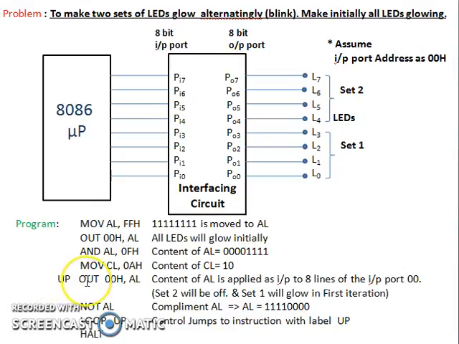Now LOOP UP, so you go up and OUT the contents of AL to port 00H. As the contents of AL are as shown here, set 1 will be off and set 2 will be glowing now, and this will continue, and set 1 and set 2 will be alternatingly blinking. To make this loop finite, we take a number, in this case 10, and load it into the CL register. For each completed iteration of this loop, the contents of CL will be decremented by 1. When the contents of CL become 0, the program will stop. Which LEDs should glow and which should be off is decided by the data with which you are ANDing the contents of AL. So by changing this data, you can get different patterns of glowing LEDs.